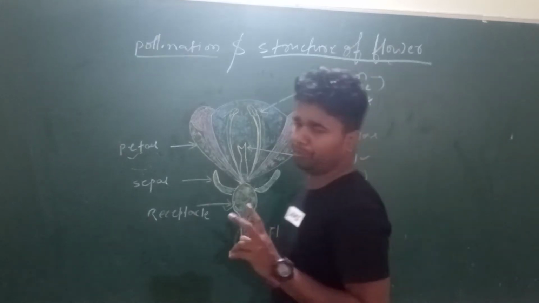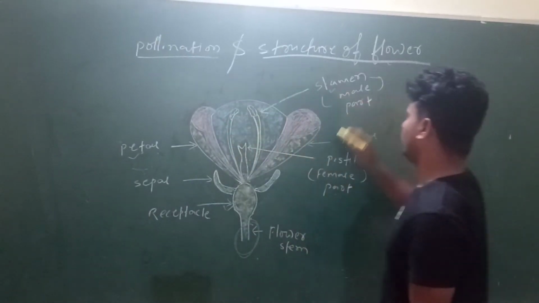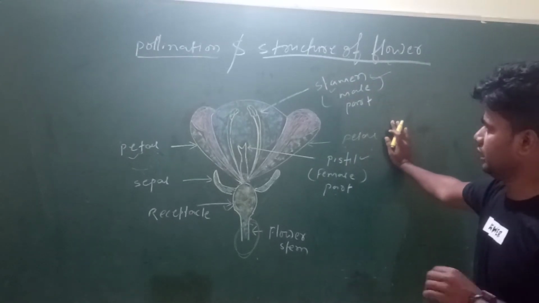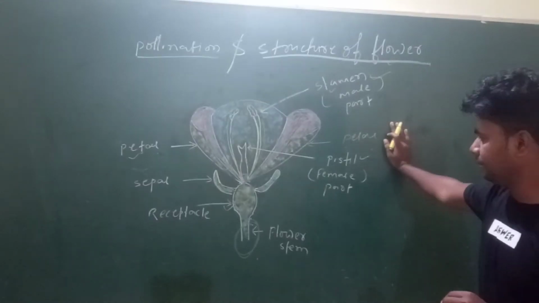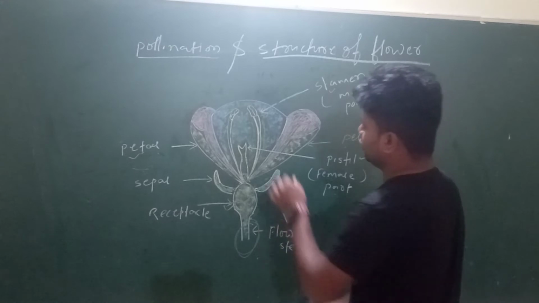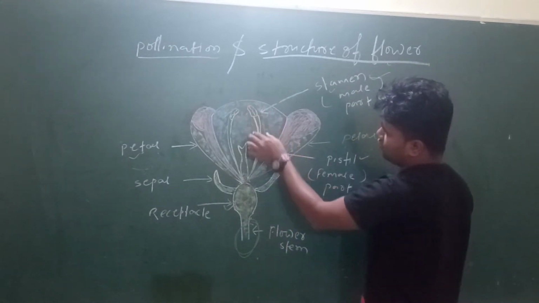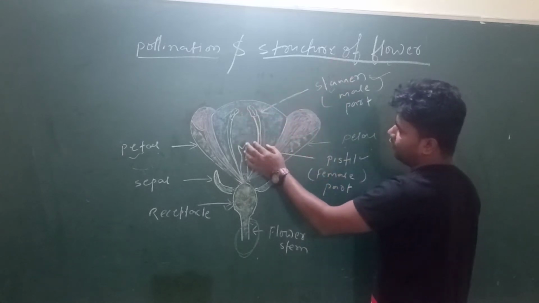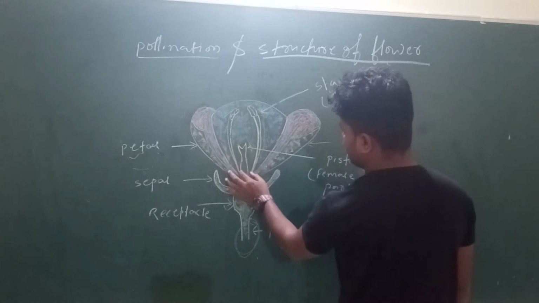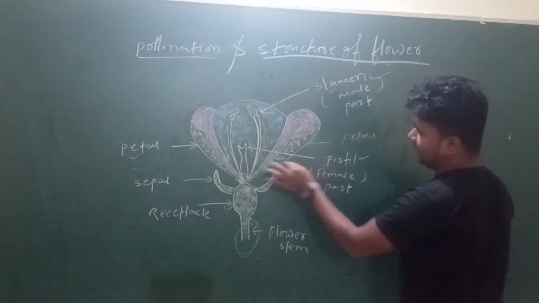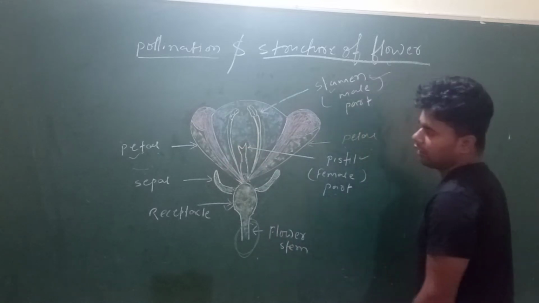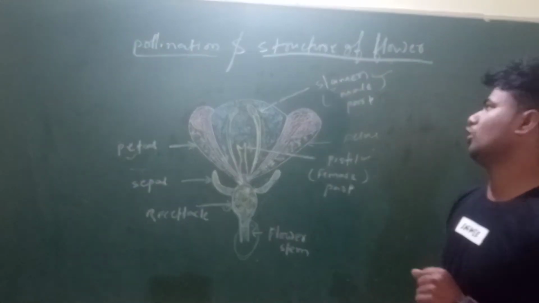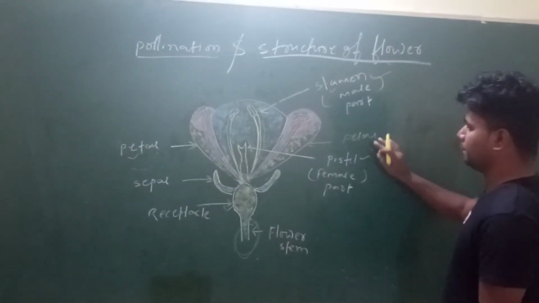So we have the two main parts of the flower, which are known as stamen and pistil. Stamen and pistil are the main parts of the flower. Stamen is the male part of the flower, and pistil is the female part of the flower. This structure of the flower is known as stamen, the male part. And this structure is known as pistil, the female part. It means one flower consists of both male and female parts.